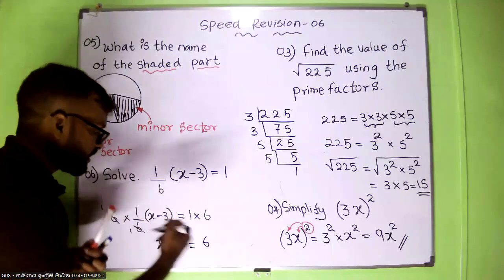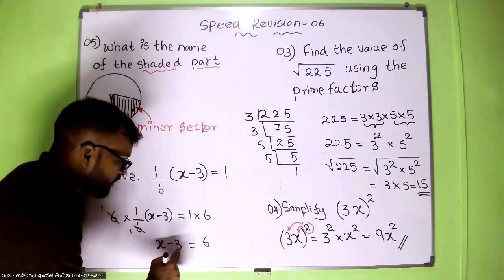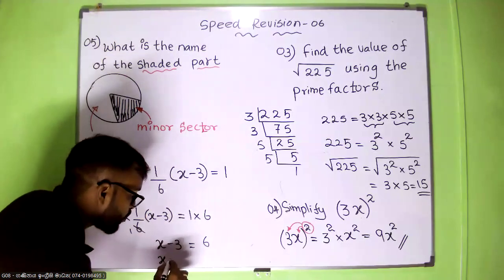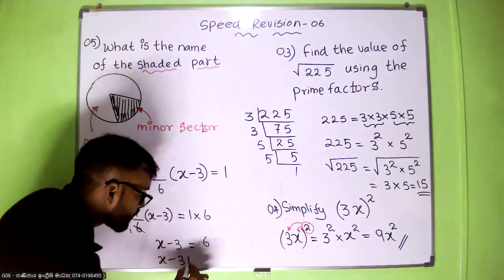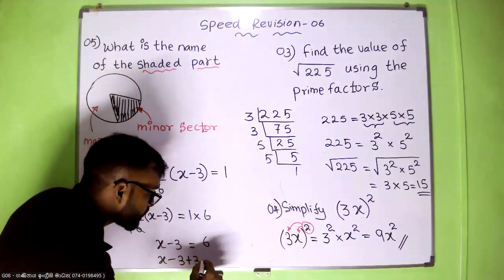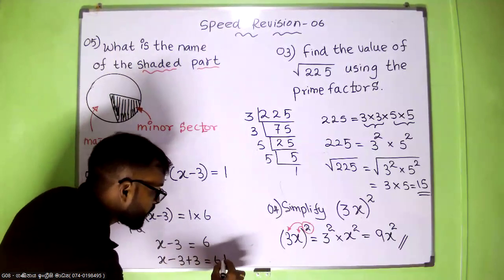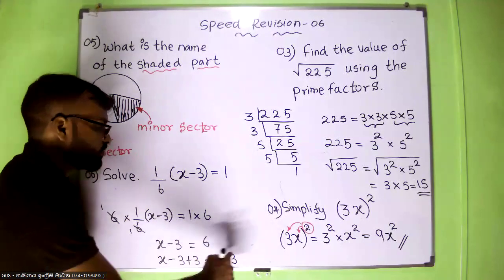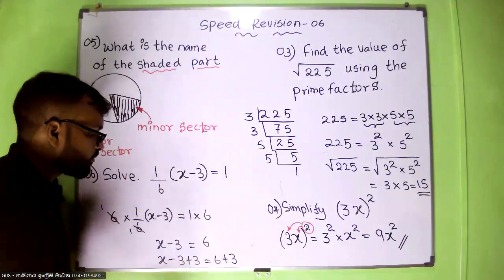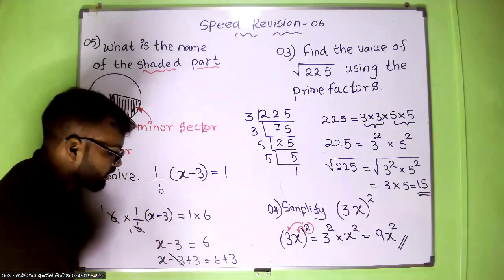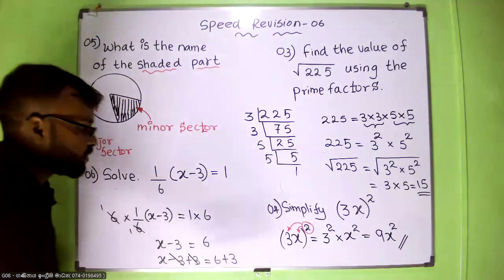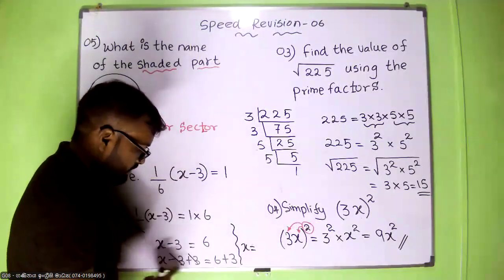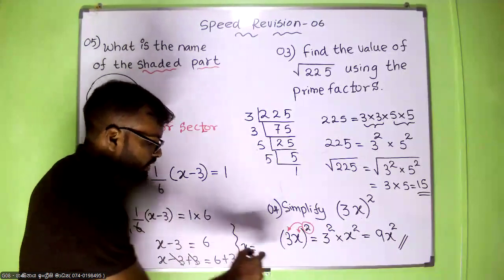Very easy. So how do you remove the negative 3? You have to add 3 to both sides. x minus 3 plus 3 equals 6 plus 3. Minus 3 plus 3 cancel out. So your answer: x equals 6 plus 3, 9.